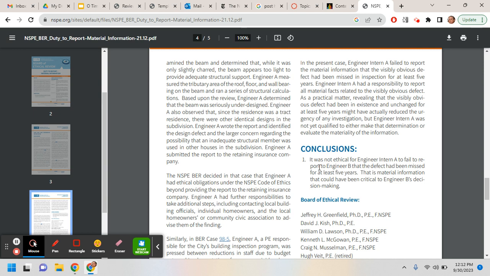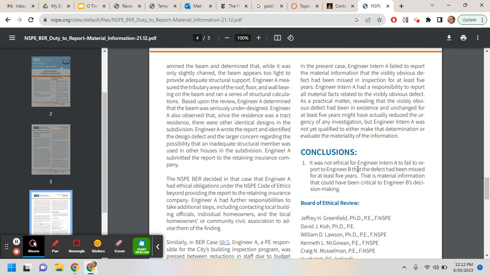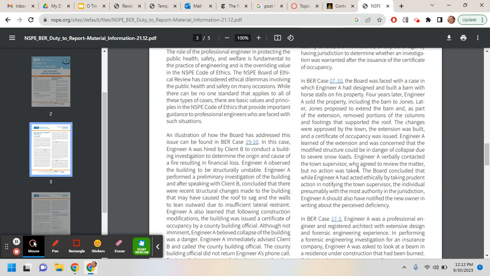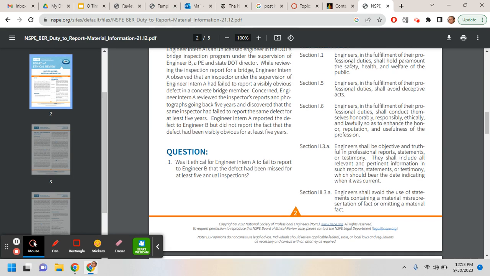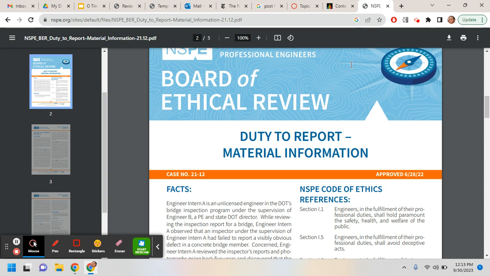There was some question in class about sanctions, about things like that. Those things occur, and as far as I know, I'm no expert on that, very, very rarely, but it's really not a factor in these cases. All they're saying is that it was not ethical for this engineer intern to do what they did. So I think that once you know this, or even before it, you know everything that you need to know about the Board of Ethical Review and what a Board of Ethical Review case actually is.